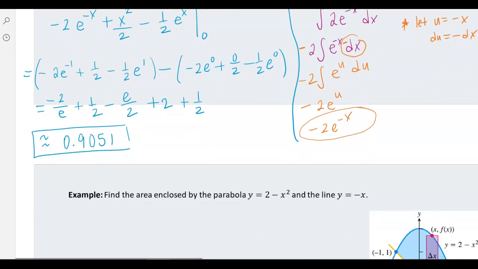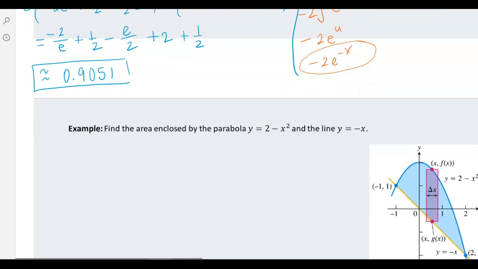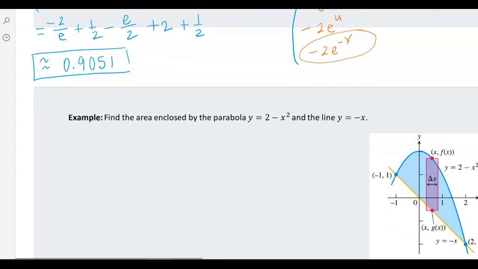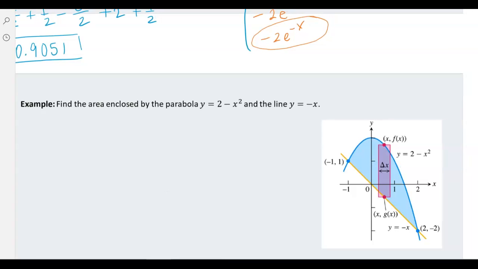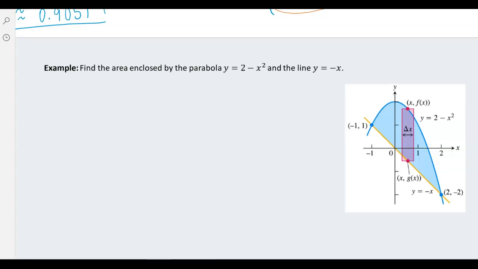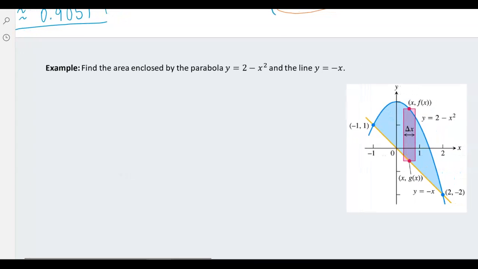All right, let's look at another example that's a little bit more complicated in that we don't have two boundary lines that we're looking at. I've got a picture over here, so it's easier for us to see what we're going to integrate between, but if we didn't know, we would need to figure out where the intersection points of those two graphs are. We can do that by setting them equal to one another.